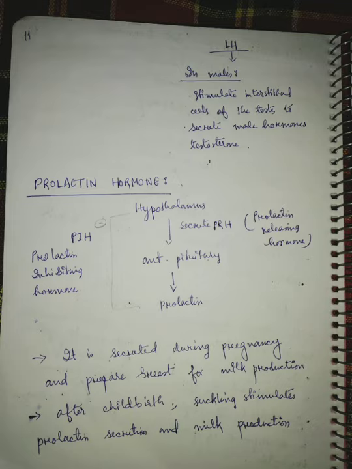Prolactin hormone is secreted during pregnancy and it prepares the breast for milk production. After childbirth, the suckling of the baby stimulates prolactin production and secretion. The mechanism is: the hypothalamus secretes prolactin releasing hormone, which stimulates the anterior pituitary, and the anterior pituitary releases prolactin. When the prolactin level is more than normal, it sends a signal to the hypothalamus to stop secreting prolactin releasing hormone. Then the hypothalamus releases prolactin inhibitory hormone. So you can understand that prolactin helps in the production of milk in pregnancy.